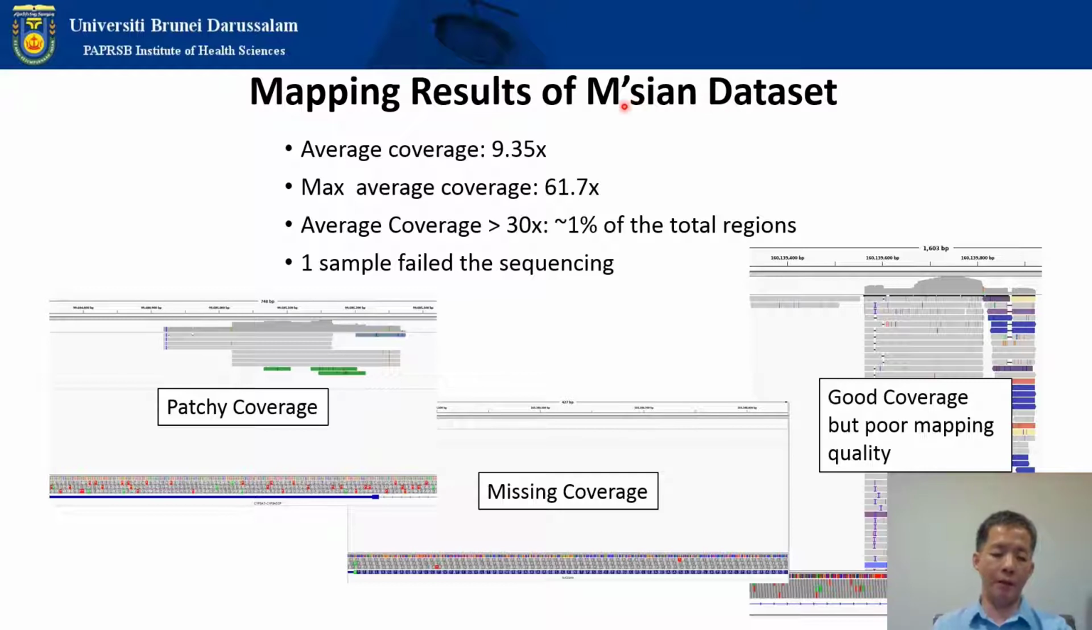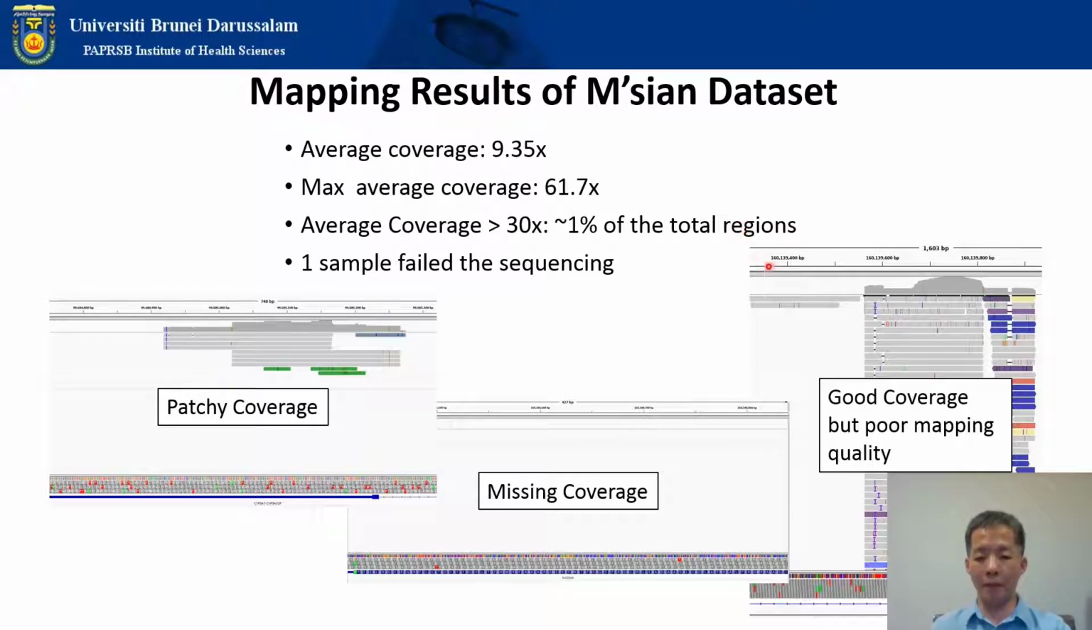Let's look at some of the results that we have then. For the mapping, we found that for the Malaysian data anyway, the average coverage is actually quite low, below tenfold. Even the maximum average coverage that we've seen in all the data is only about 62 fold.